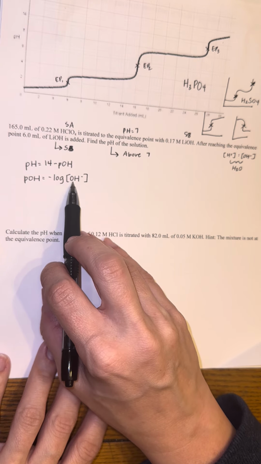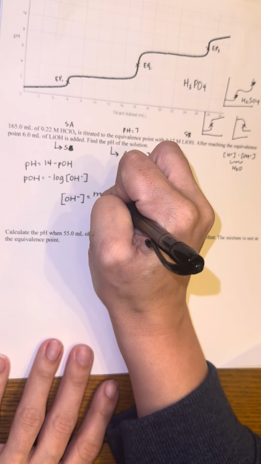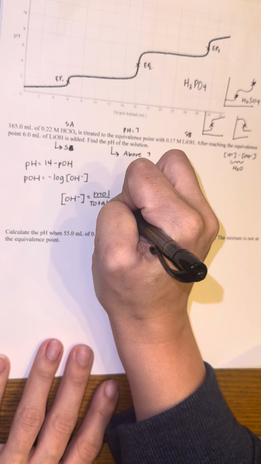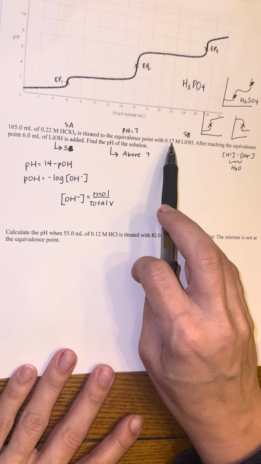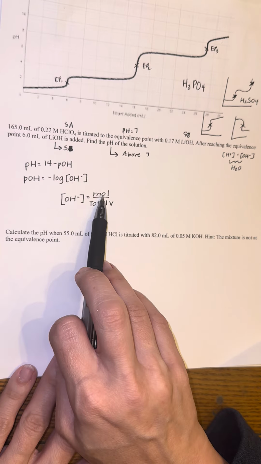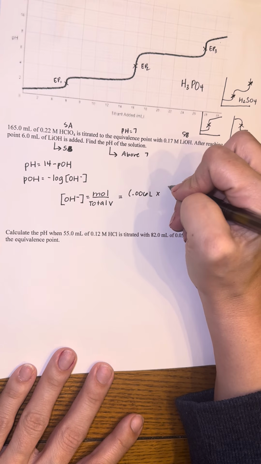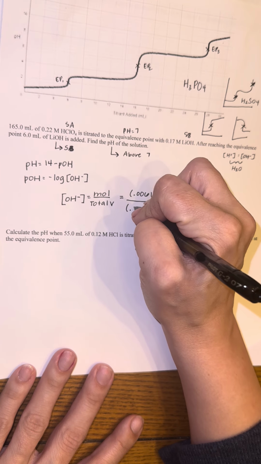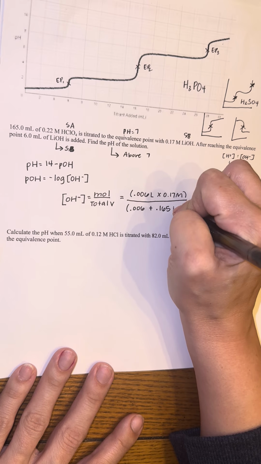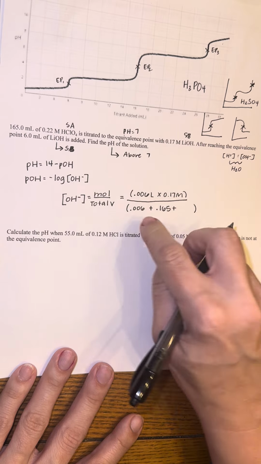So I need to find the molarity of hydroxide. And so that's what I'm going to do. Now, hydroxide is going to be moles over total volume. When I look here, I know the molarity of lithium hydroxide and I know the volume of it, so I can find the moles that I added. So I can say 0.006 liters times the molarity, that's my moles. For total volume, I know that I added 0.006 liters to 165 milliliters, which I'm turning to liters, of the acid, but I also had liters of this base. I don't know how much it is. So that's what I need to go and find here. And then I can start doing these steps.